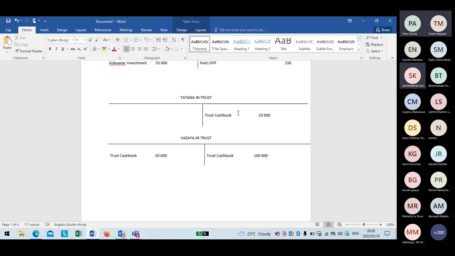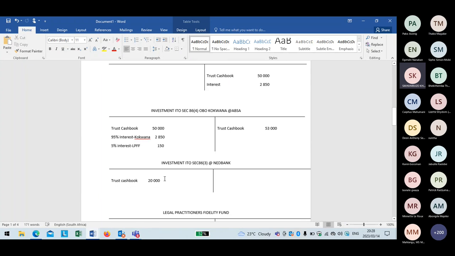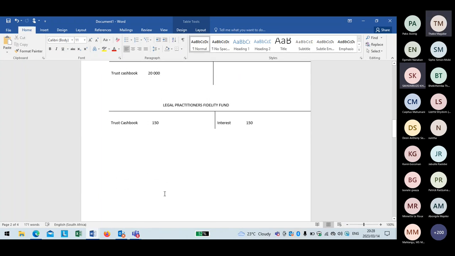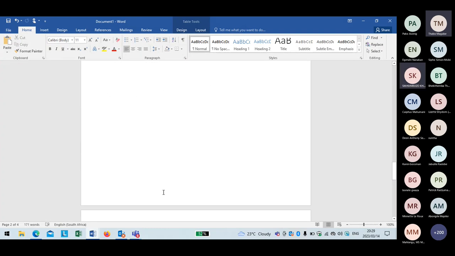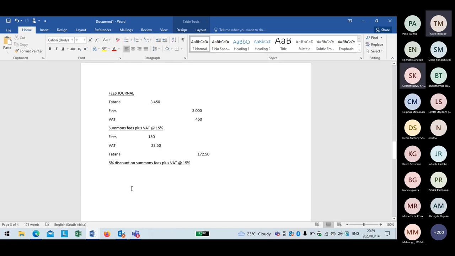Why must we do these checks before we transfer? Why don't we just transfer right away? The trust must not be in deficit. Yes, we avoid a deficit. So we must now take funds from the trust account to the business account, and the vehicle that helps us do that is called a transfer journal.